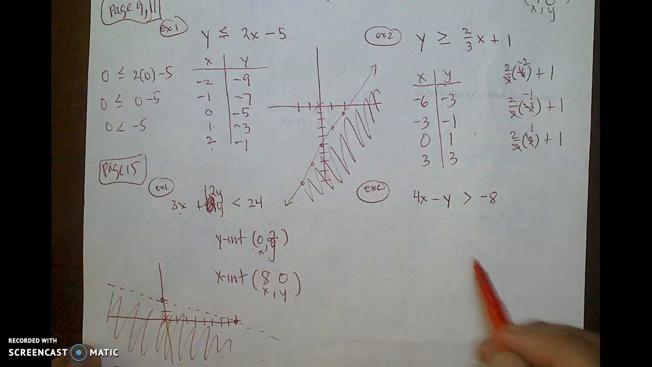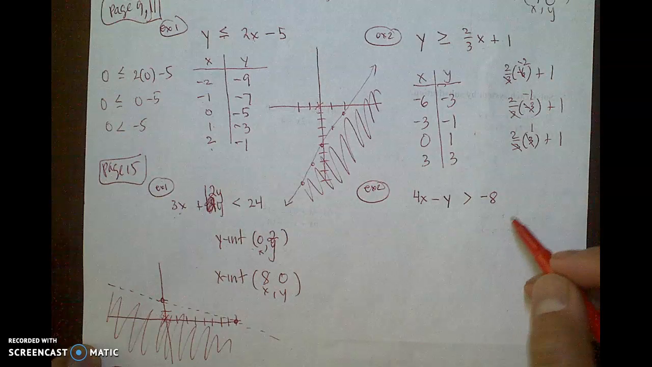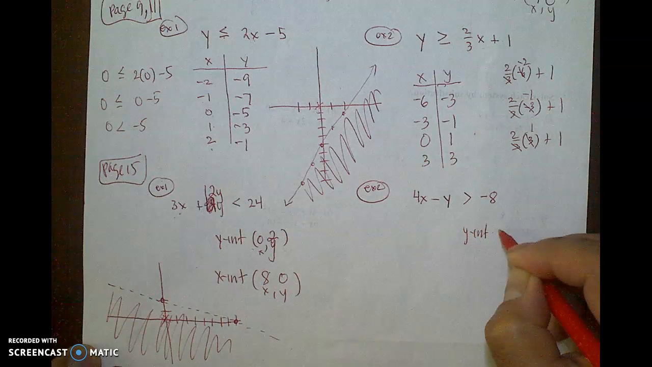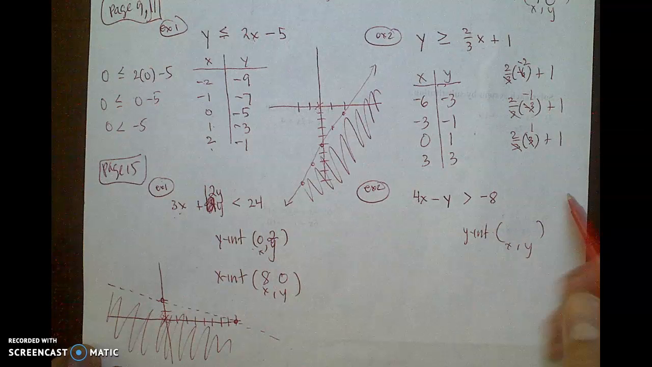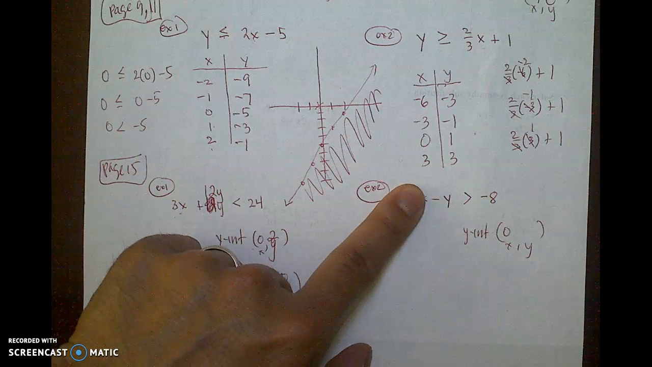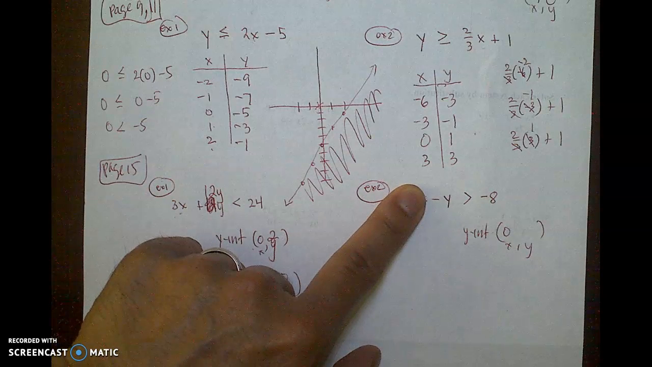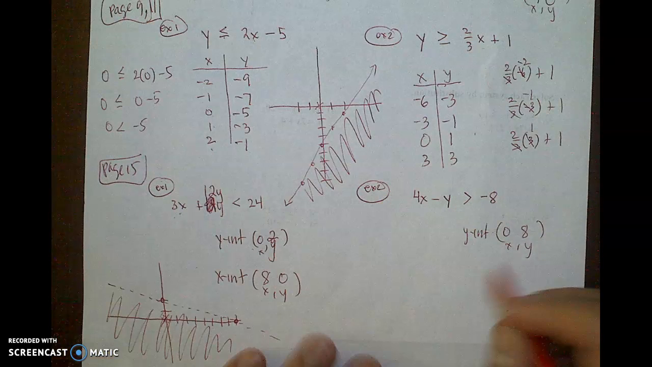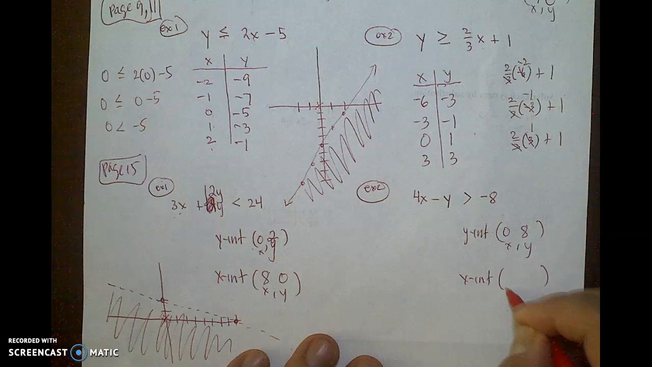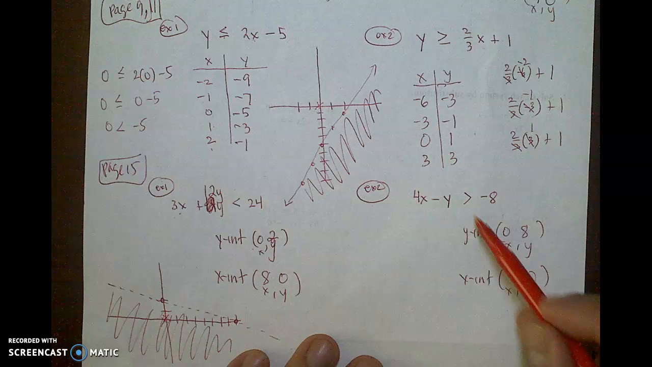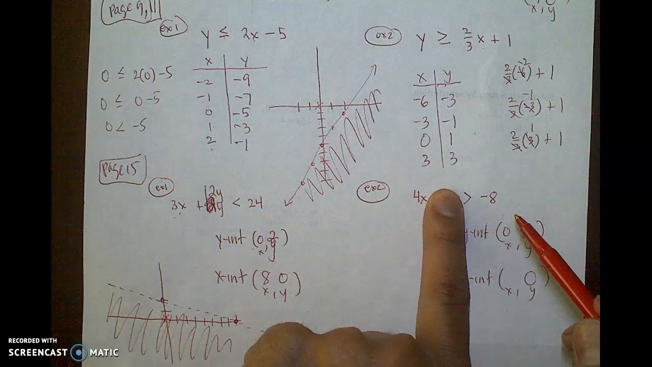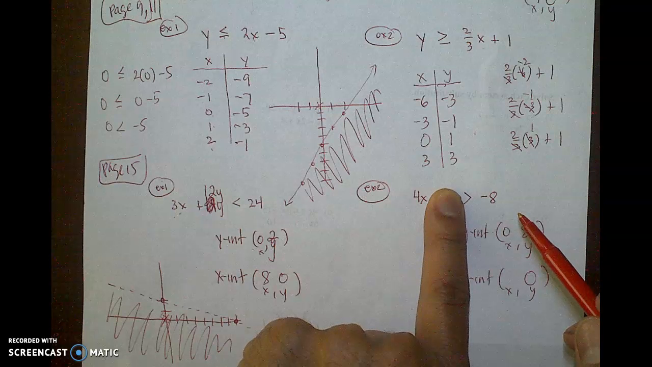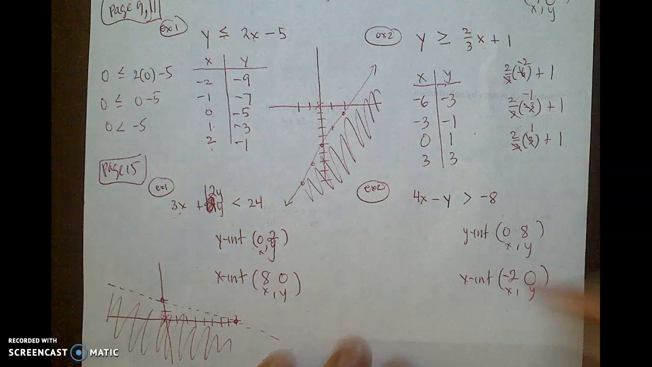Alright, for this last example, again, we're going to just find intercepts. So we got a y-intercept. Alright, we're plugging 0 in for x. It's going to get rid of this part. So now I'm left with negative y equals negative 8. So what does y have to equal? 8. Find our x-intercept. Plug 0 in for y. So plug 0 in here. That goes away. So now I'm left with 4x and a negative 8. So x has to be equal to negative 2.